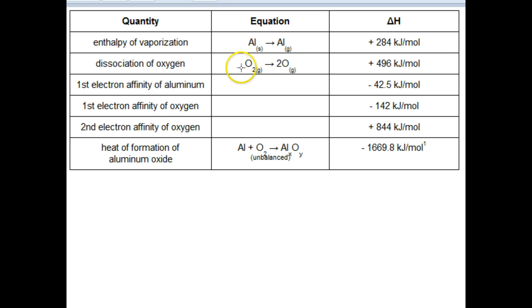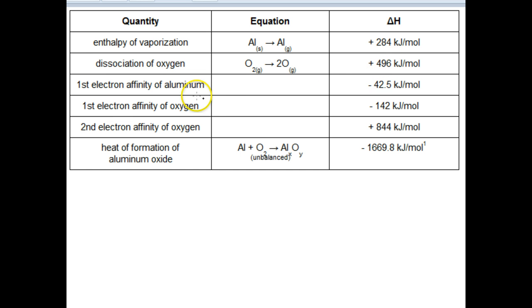What about the dissociation of oxygen? The energy that it takes to separate a whole bunch of oxygen molecules, O2, into free oxygen atoms, 2 oxygen atoms for every molecule of O2. So in other words, you have to break this bond. This is the O, this is the O. This bond, you need to break that bond. This is the energy that it costs to break a mole of those bonds.